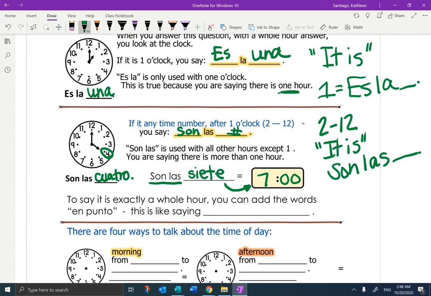To say it is exactly a whole hour, you can add the words en punto. And I want to highlight those because those are going to come up in the little song that we're going to watch. So en punto. If you want to, you could think of en punto as saying on the dot.